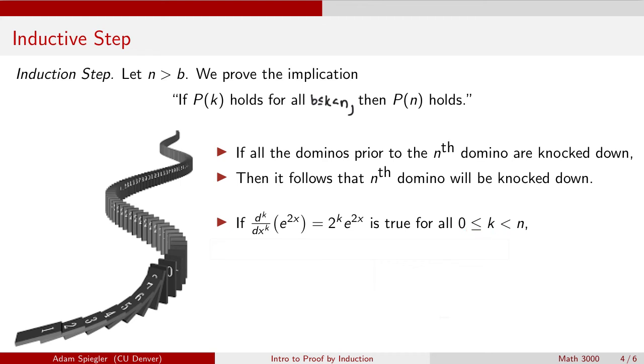And then we want to show that it's going to therefore follow for n as well. So this is what we're going to try and prove in the inductive step. It's a conditional statement, namely, if this holds for a bunch of integers, then it's going to follow for integers that are greater than k.